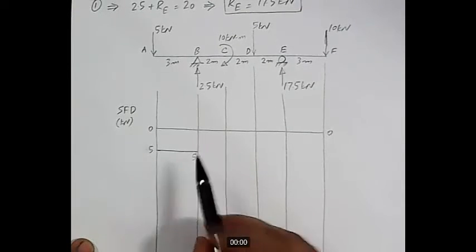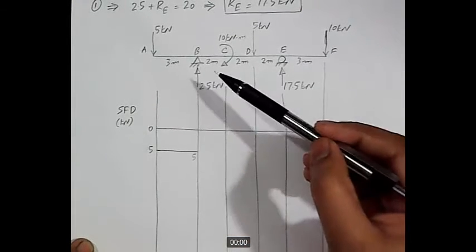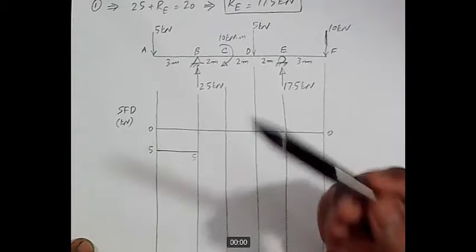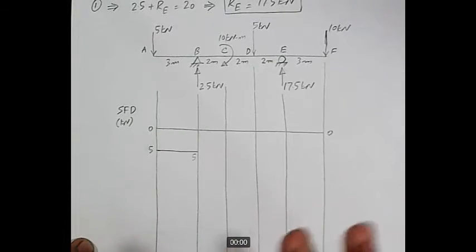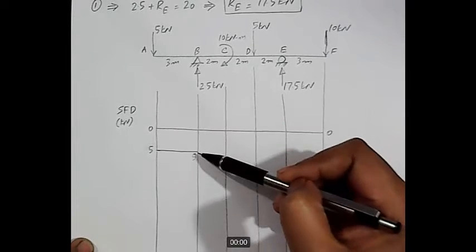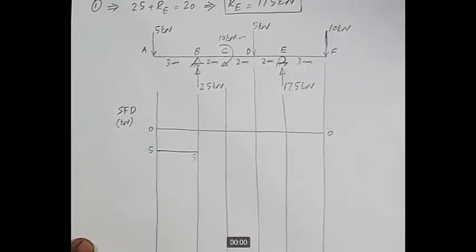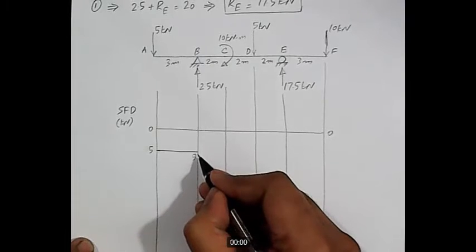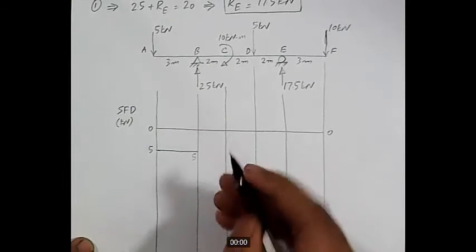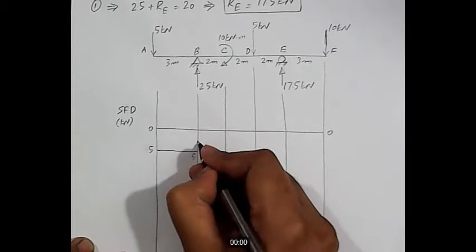And then at point B, what load is acting? Whether it's an externally applied load or a reaction, we'll treat both of them in exactly the same manner. 2.5 kilonewton load is acting in the upward direction. So from -5, we will add 2.5. -5 plus 2.5, we will reach -2.5.